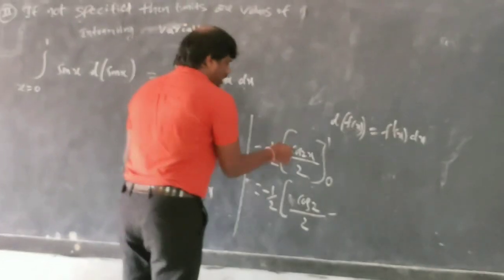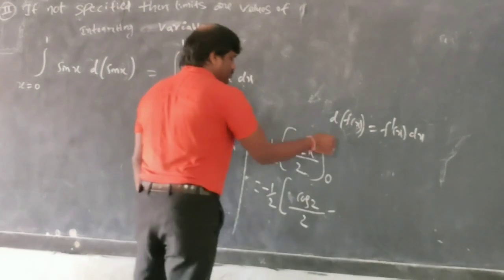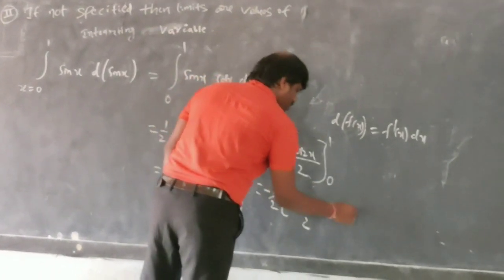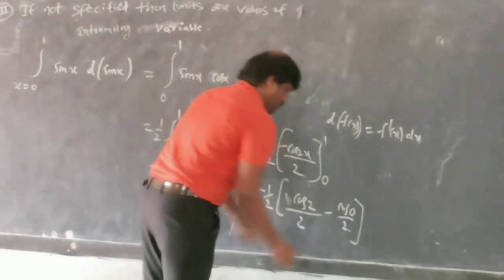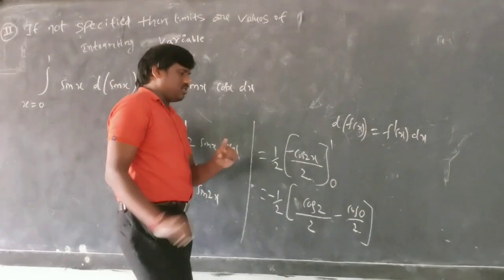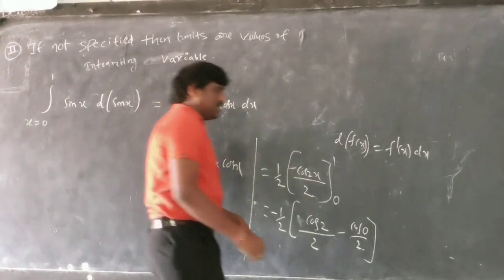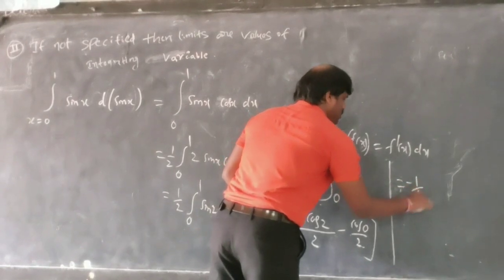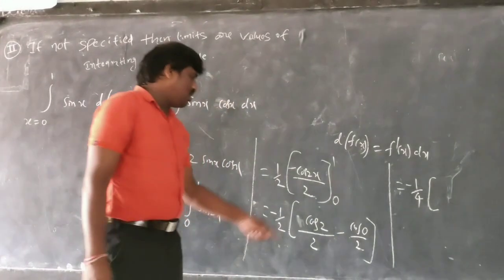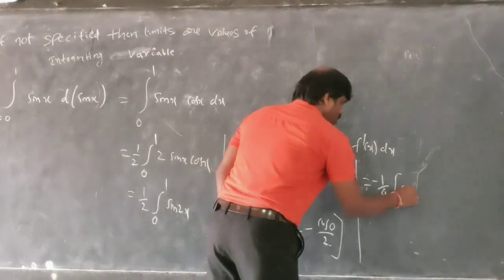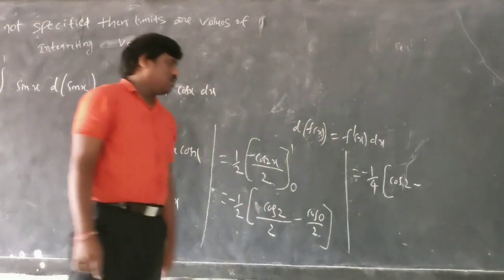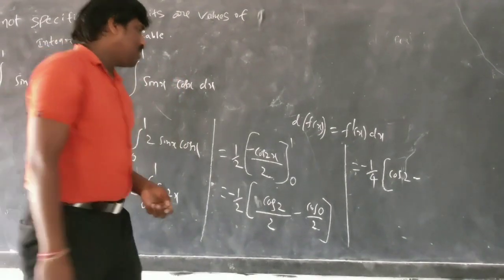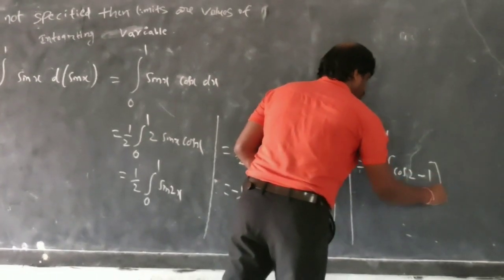That's it. So I keep the minus out, 1 by 2. I can substitute 1 here: cos 2 upon 2, minus, I can substitute 0 here: cos 0 upon 2. As I told you, the 2 also you can take out. It is not mandatory to keep the 2 inside. So that is minus 1 by 4. What am I going to get here? Cos 2 minus cos 0. What is the value of cos 0? Cos 0 is 1. So this is your answer.